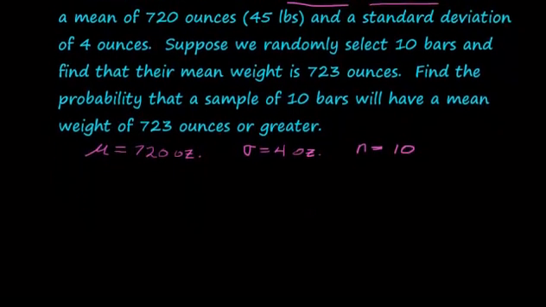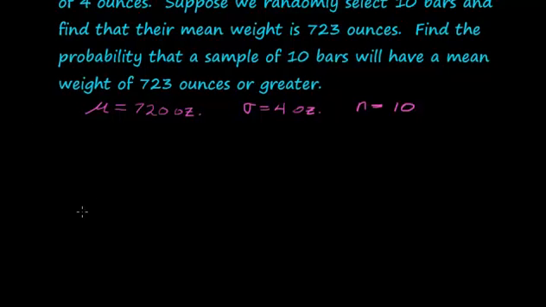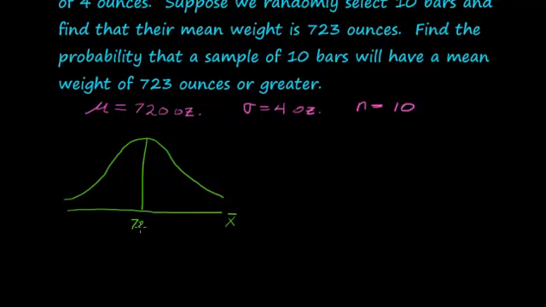Okay, so let's sketch, label, and shade our curve. On our X scale, it's the mean weight for a sample, so X bar, we had 720 as our mean. And of course, on the Z scale, if we change this to the standard normal, then the mean is always 0. So I want to get both of my scales set up. Now what we're interested in is that the mean weight of the sample is greater than or equal to 723 ounces. So I want this area.